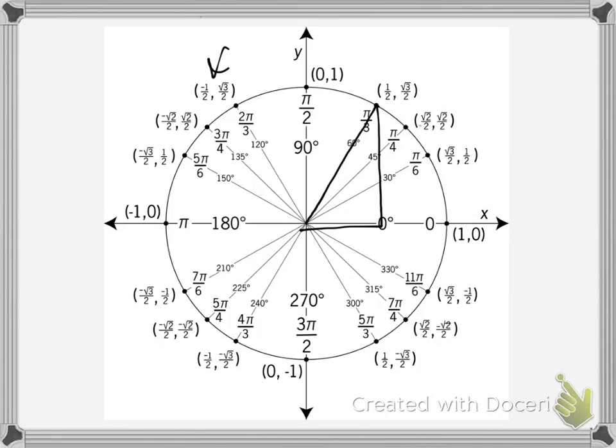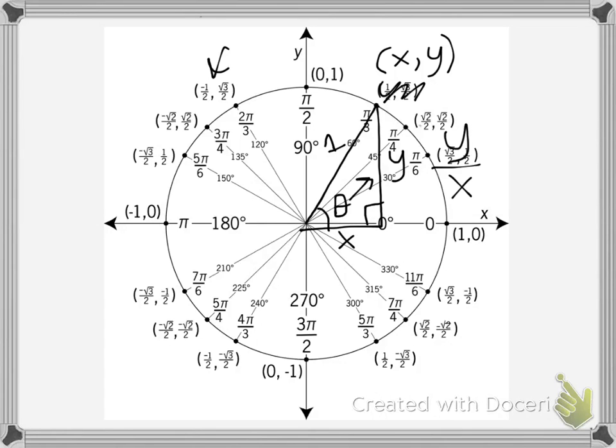So let's forget about these coordinates for a minute and call this x comma y. Then we know that this length is 1, this length is x, this length is y of this right triangle. This is theta. What's the tangent of theta? Well, that would be opposite, which is y, divided by x. So tangent of theta is the y coordinate divided by the x coordinate.